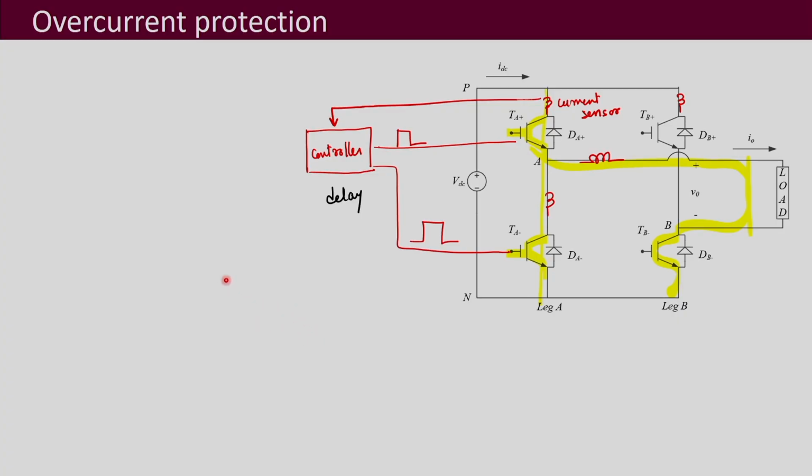I am not saying that this kind of sensing method, using the controller and then accordingly stopping the gate pulses to all of them, is not done. This is also one of the protection methods which is used, but it has its delay and it is a little slower than the other method which we are going to look at now. The other method, which could be a very good method, is that this IGBT is connected to the driver.